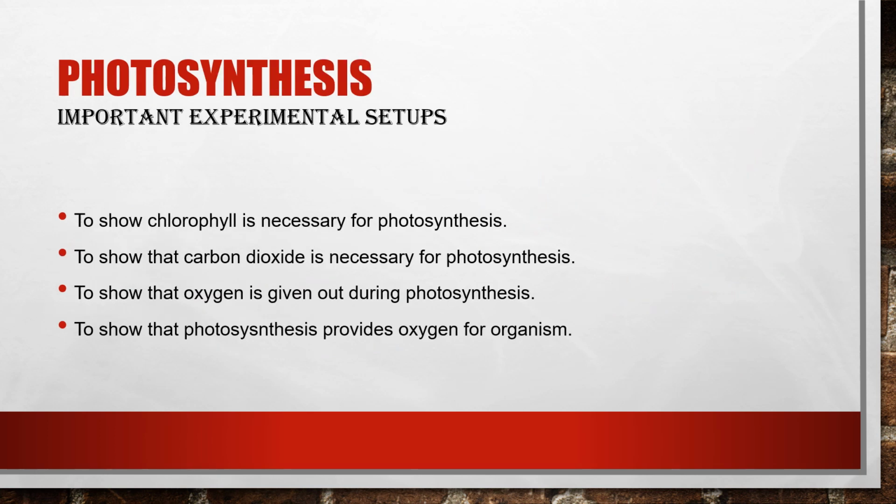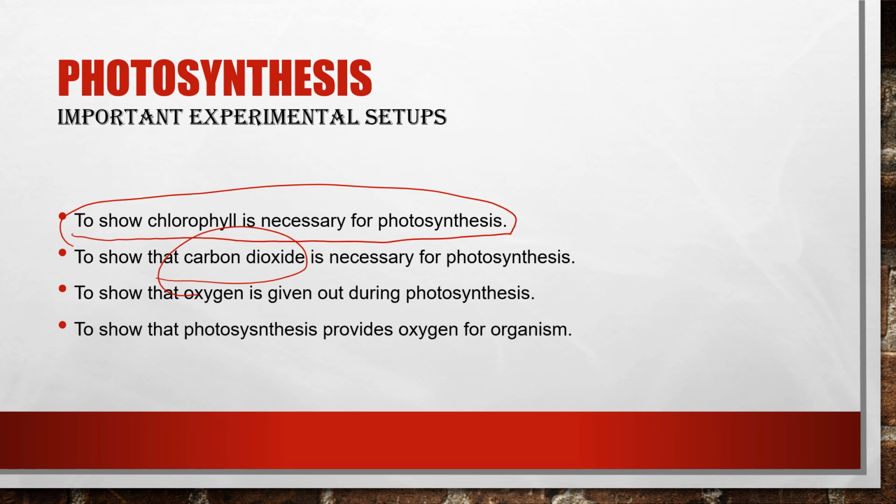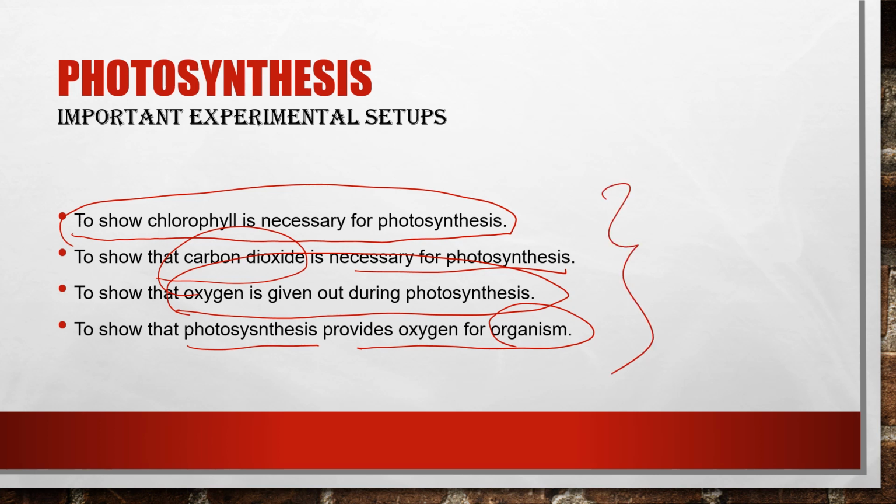Now photosynthesis also I have divided into two parts. First is the important experimental setups, and second part will be the important diagrams. So what is there in experimental setups? The first one is to show that chlorophyll is necessary for photosynthesis. The second one is to show carbon dioxide is necessary for photosynthesis. The third one is that oxygen is given out during photosynthesis. And the last one is that photosynthesis provides oxygen for the organism. So these four are very important experimental setups.